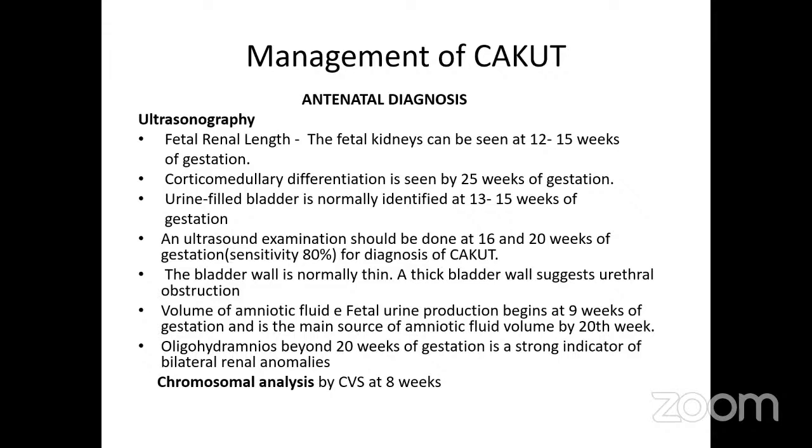The bladder wall is normally thin. A thick bladder wall suggests urethral obstruction. Volume of the amniotic fluid: fetal urine production begins at 9 weeks of gestation and is the main source of amniotic fluid by the 20th week. Oligohydramnios beyond 20 weeks of gestation is a strong indicator of bilateral renal anomalies. Chromosomal analysis by CVS can be done at 8 weeks of gestation.